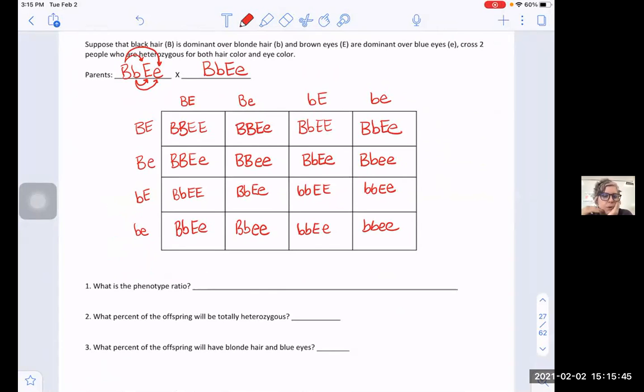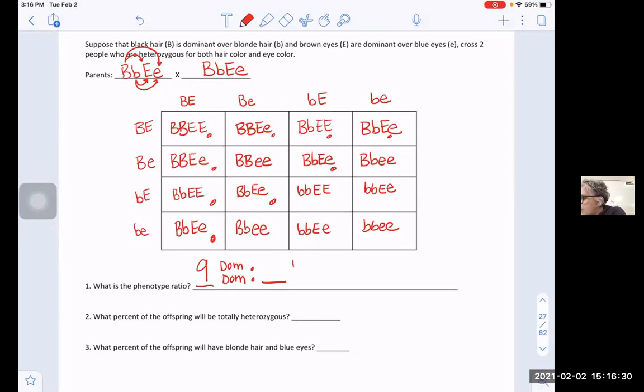All right, so once you have this all filled in, I just want to point out that we already know the phenotype ratio because it's going to be the exact same as before. So we could go through and count how many are dominant for both traits. We would find that there are 9 of them. We just did this. But we would find 1, 2, 3, 4, 5, 6, 7, 8, 9 are dominant for both traits.